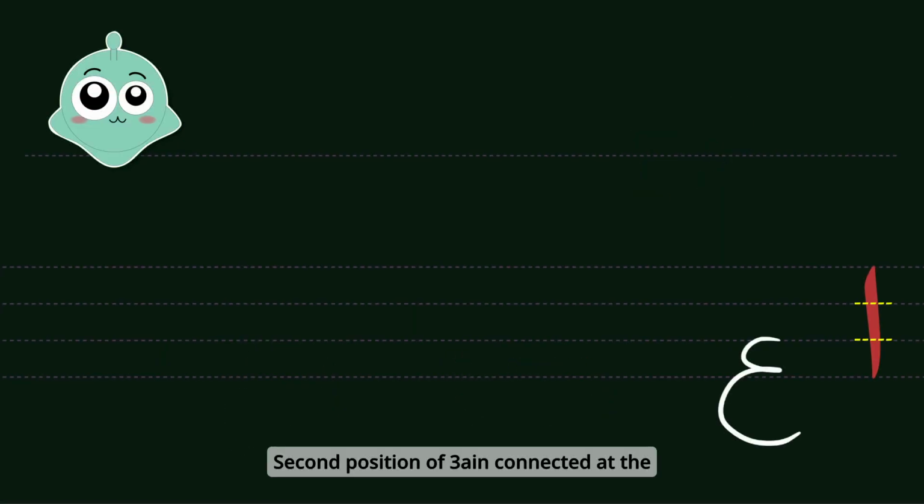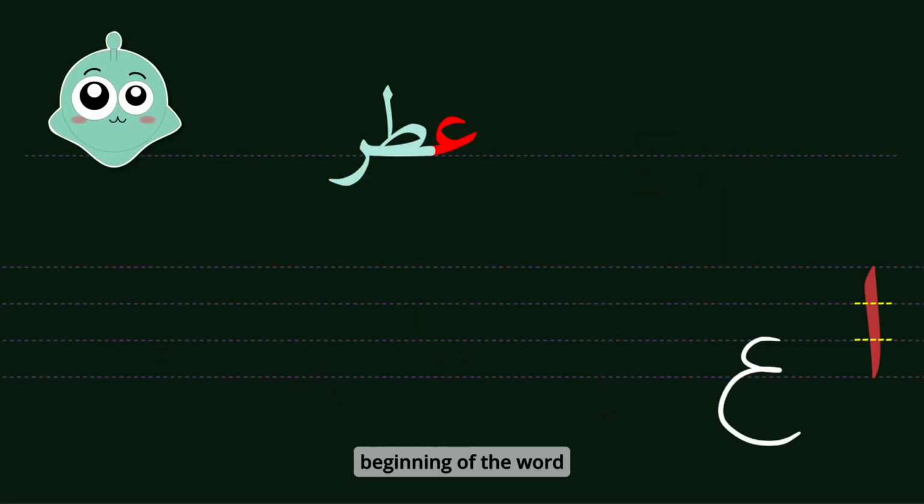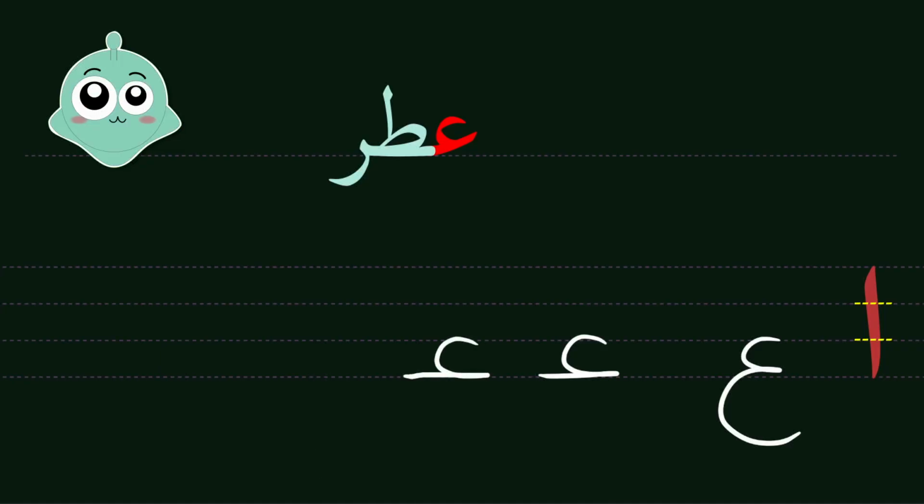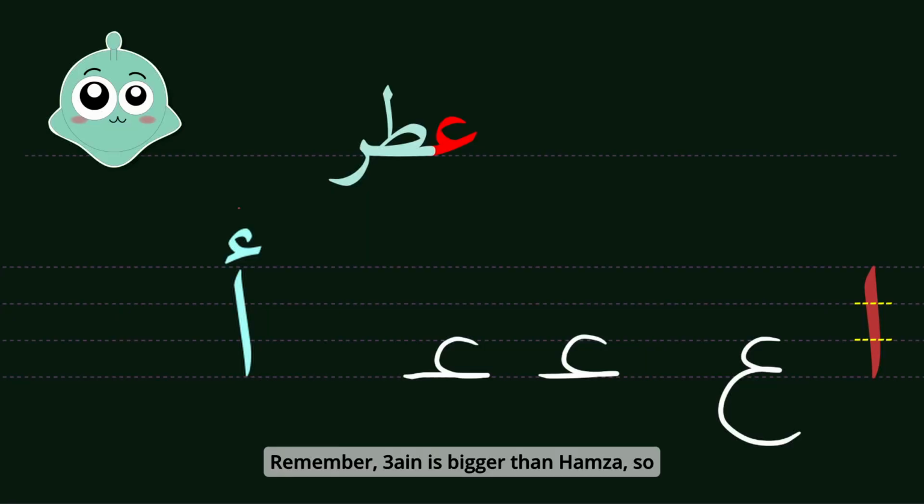Second position of Ain, connected at the beginning of the word. This is very similar to the isolated form, but we don't go below the line. We stay on the baseline and begin the same curved shape. Remember, Ain is bigger than Hamza, so don't make it too small.